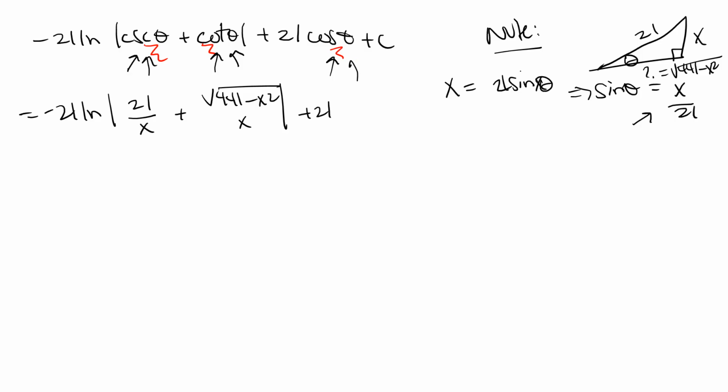Then plus 21, now do our cosine. Well, we know the cosine is just simply adjacent over hypotenuse. So that's the square root of 441 minus x squared, all over our 21. Okay, and then we still have the plus c.